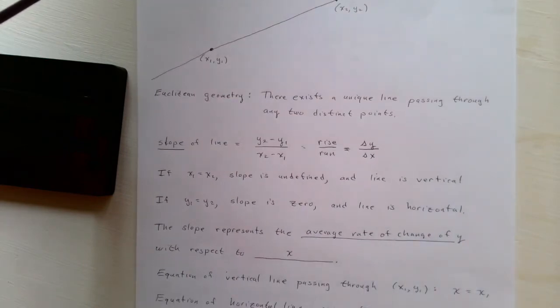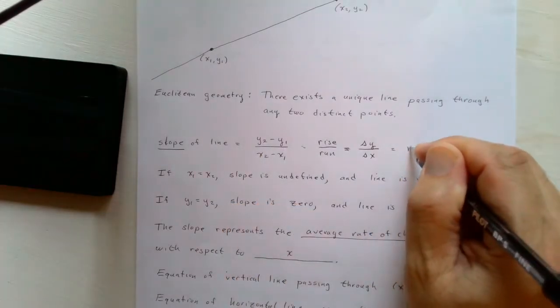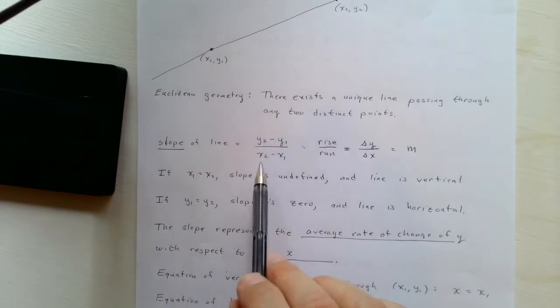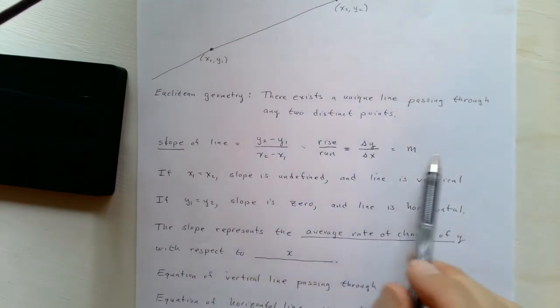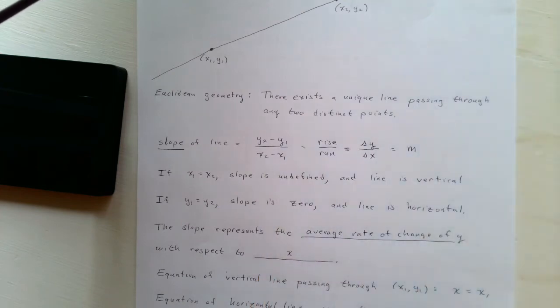In the more general case, we have an equation of a line with slope m passing through x1, y1. We get this equation. Really what's going on here is we have this as our slope and we set this equal to m, and we replace y2 with y and x2 with x, and we multiply both sides by x minus x1, and we get this equation. This is called the point slope form.